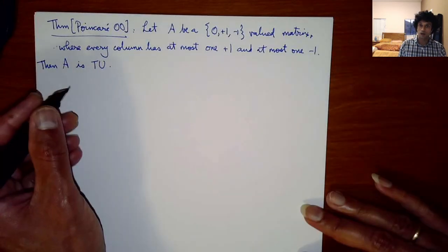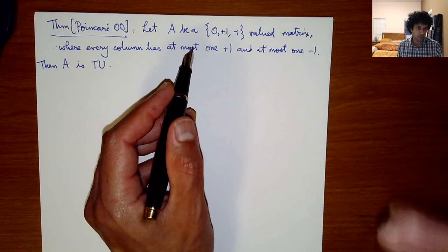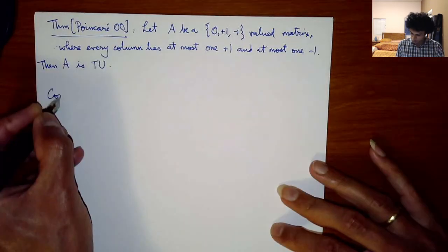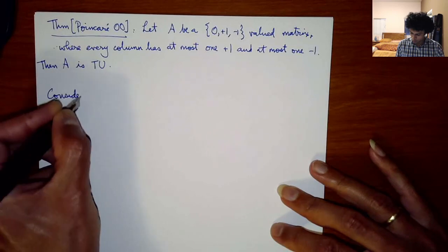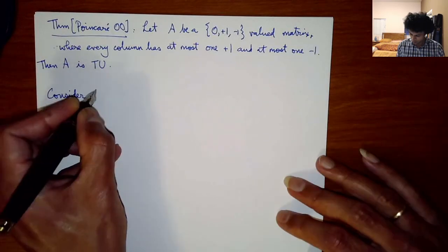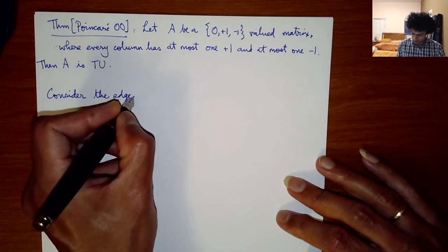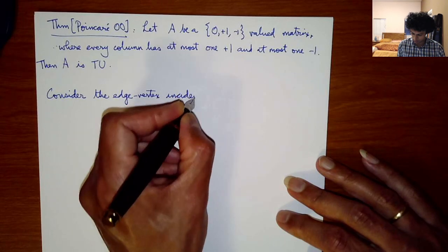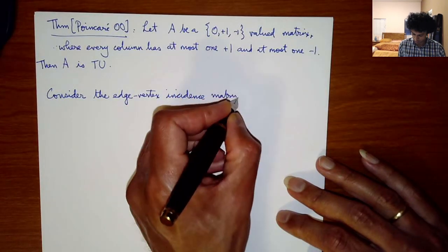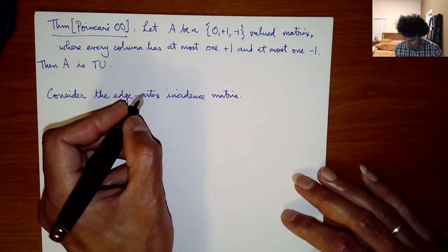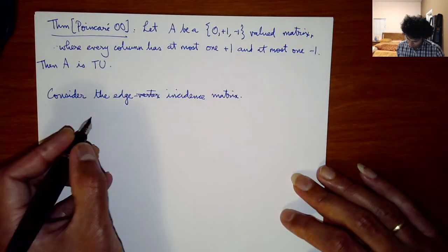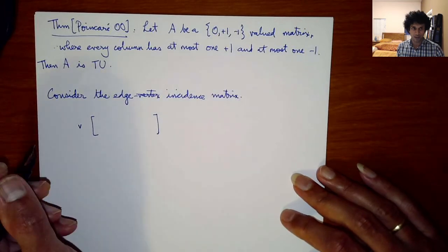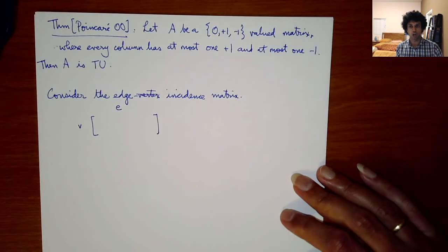So let me give you a very special, a common example of a matrix that comes up that has exactly this behavior. And this comes up in all our flow and cut settings. So consider the edge, vertex, incidence matrix. Sometimes it's just referred to as the edge incidence matrix. So what is that matrix? The rows are indexed by V. The columns are indexed by E.